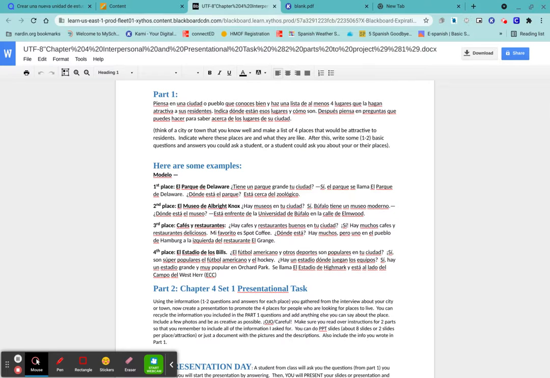And then the last one I put was El Estadio de los Bills. Please don't copy mine unless you really wanted to do one of these examples. You just have to change the questions. But if you love the Bills and that's the one you want to do, that would be okay. But don't use my questions.